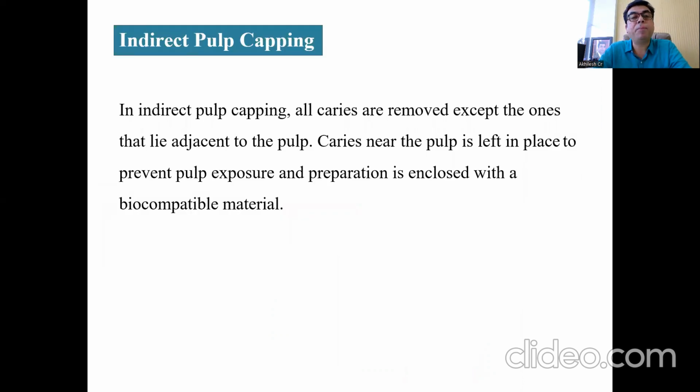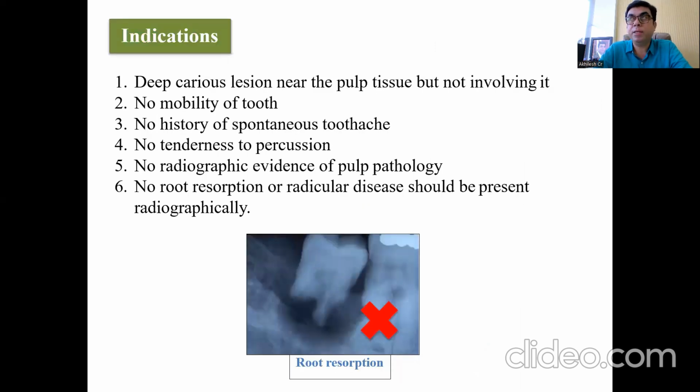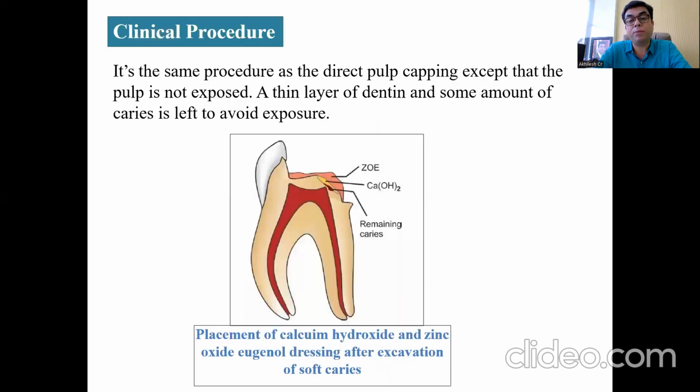What do you mean by indirect pulp capping? In indirect pulp capping, all caries are removed except the caries that lies adjacent to the pulp. Here, the caries near the pulp is left in place to prevent pulp exposure, and the preparation is enclosed with a biocompatible material. What are the indications? One, a deep caries lesion near the pulp tissue but not involving it. There should be no mobility of the tooth, no history of spontaneous toothache, no tenderness on percussion, no radiographic evidence of pulp pathology, and no root resorption or radicular disease radiographically.